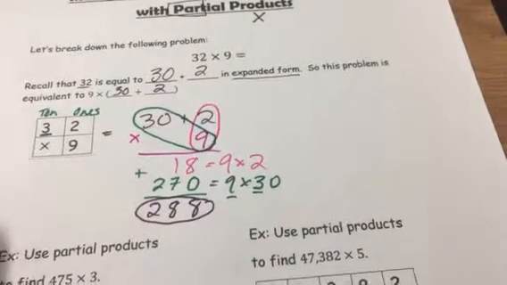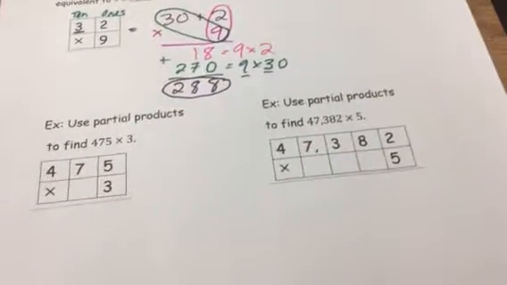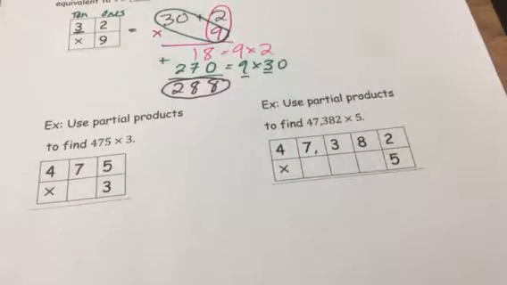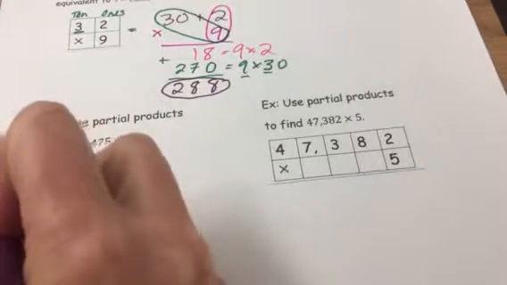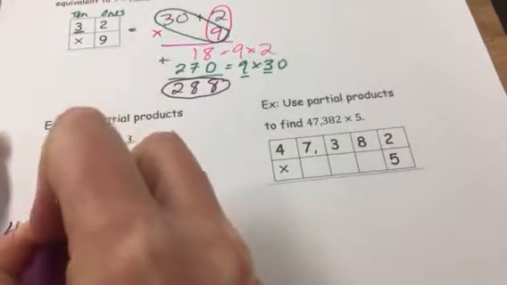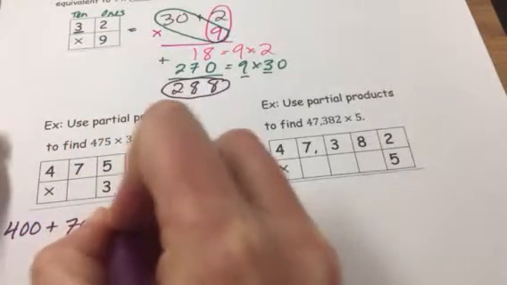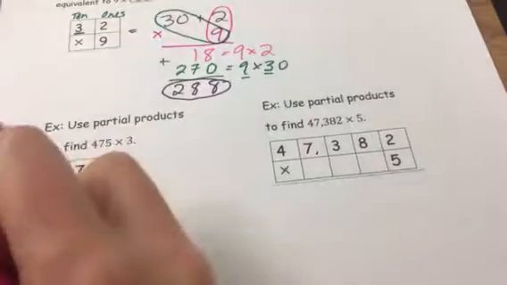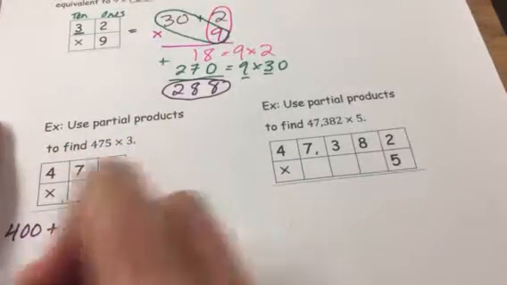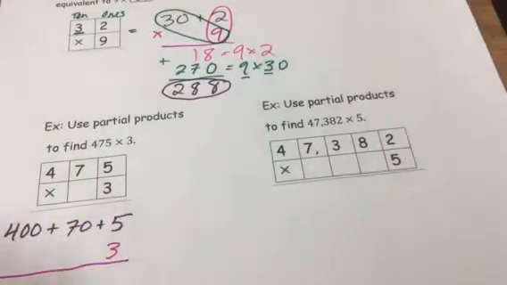288. Let's do another example with some bigger numbers. 475. Let's break that up into expanded form. Well, that's 400 plus 70 plus 5. And we're going to multiply all of those numbers by 3. So let's go ahead and take it piece by piece.